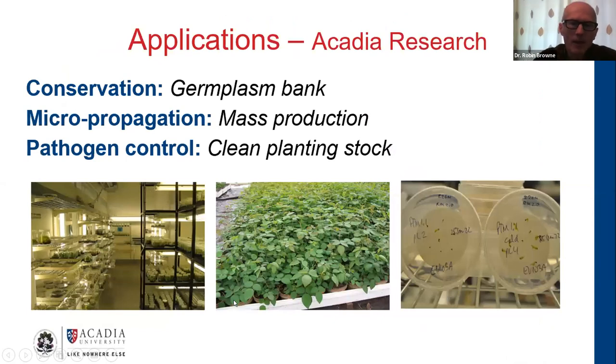Okay, I hope that gave you an idea of the general stages. Now I wanted to just touch on three applications, particularly as they pertain to some of the research activity that's going on at Acadia. So that would be conservation. By conservation, I mean the establishment of a germplasm bank in culture, micropropagation, which would involve the mass production of plants, and pathogen control, where we're looking to develop clean planting stock.